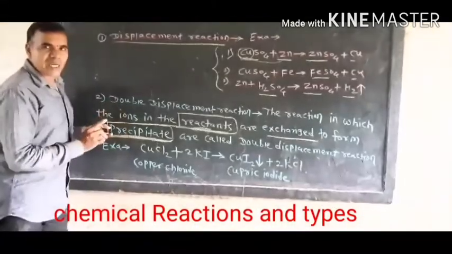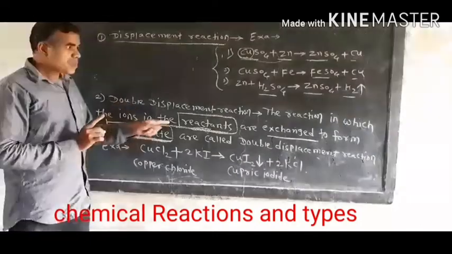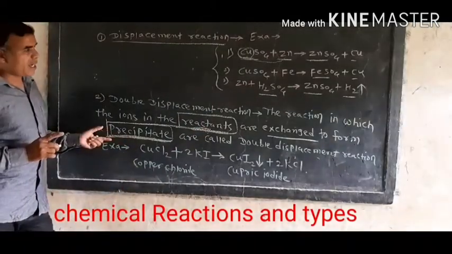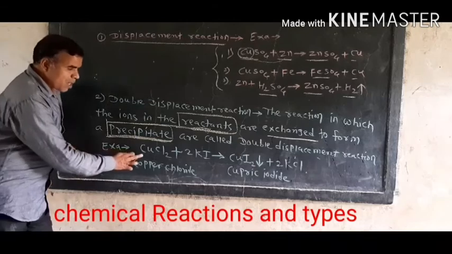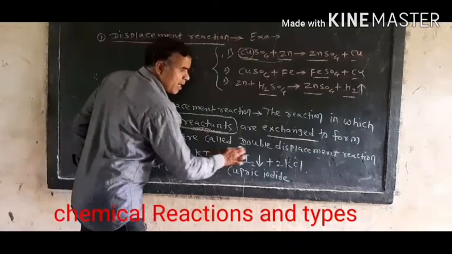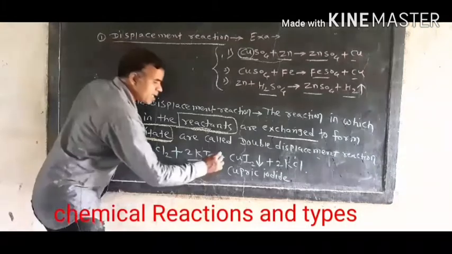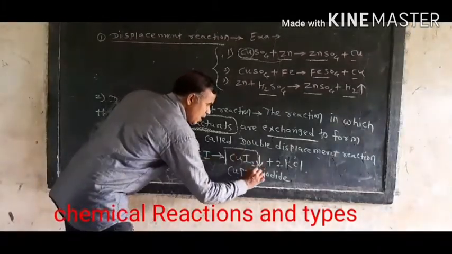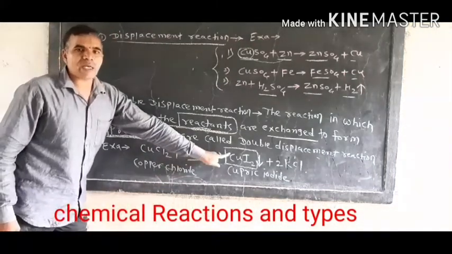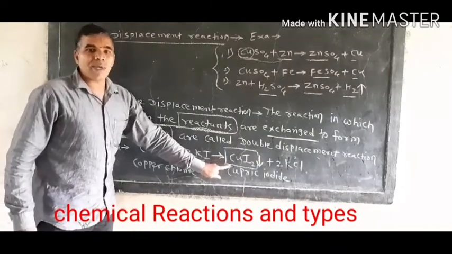So in a double displacement reaction, the reaction in which the ions of the reactants are exchanged to form a precipitate is called a double displacement reaction. Example: copper chloride reacts with potassium iodide to form cupric iodide and potassium chloride. In this chemical reaction, the precipitate is cupric iodide, because cupric iodide does not dissolve in the chemical reaction, so it is present at the bottom.